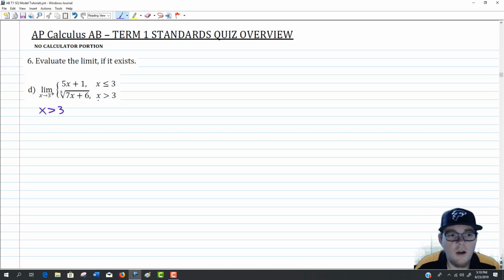Looking at our function here, our piecewise function, we see x is greater than 3, means that the function value is going to be the cube root of 7x plus 6. So in other words, if we want to go and evaluate this limit, we want to evaluate the limit as x goes to 3 from the plus side of this thing. I wish it was called f of x or something, but instead I'm going to be stuck writing it down.